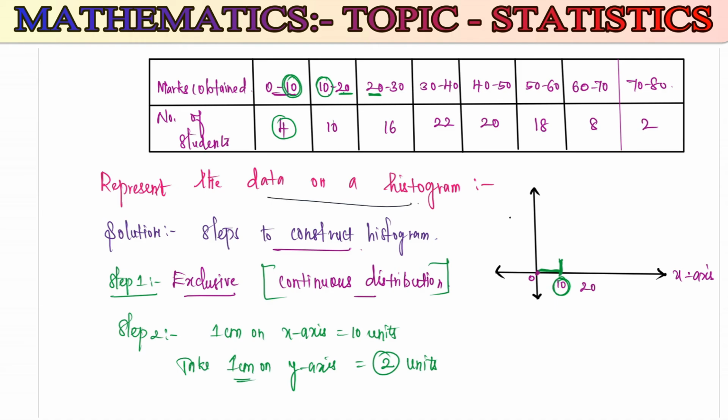First you have to write the values: this is 10, 20, upper limits 30, 40, 50, and so on till 80. On the y-axis, I take 1 centimeter equal to 2 units. So 2, 4, 6, and so on, up to 22. I'm going to draw the diagram.